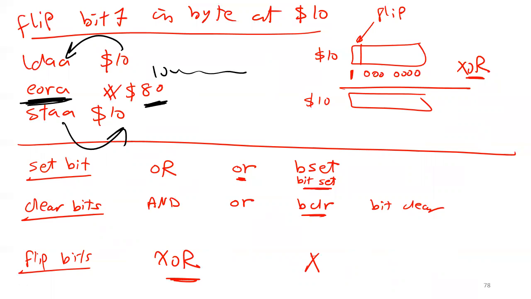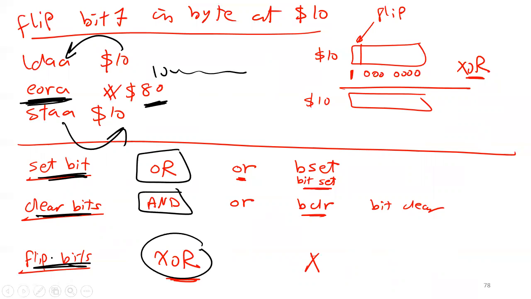Now I'm going to tell you something else. Look here, guys. I told you OR can be used if you want to set some bits, AND is used if you want to clear bits, and XOR is used if you want to flip some bits. I explained how you can use these logic operations to do it. Now I'm going to explain two new instructions. They are very useful, and I recommend you use them because it's much easier than what I did.